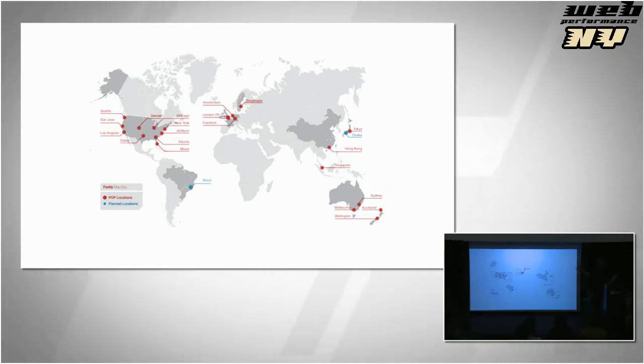So every CDN will have a map that looks like this, right? And the idea is to get caches out close to the user, serve content close to the users, and hopefully do a lot of offload for your origins.